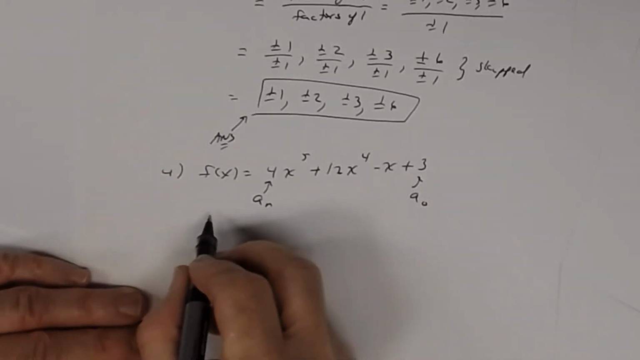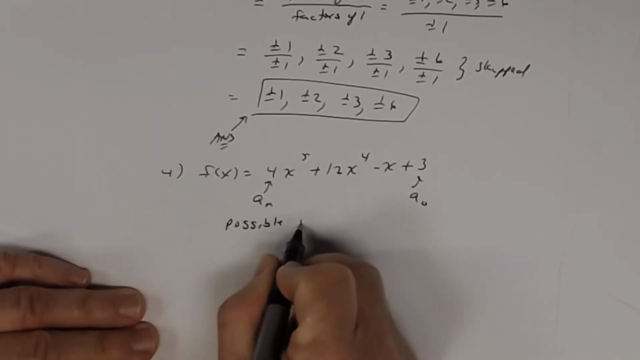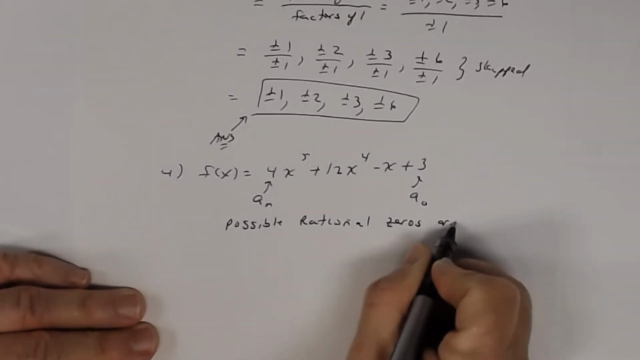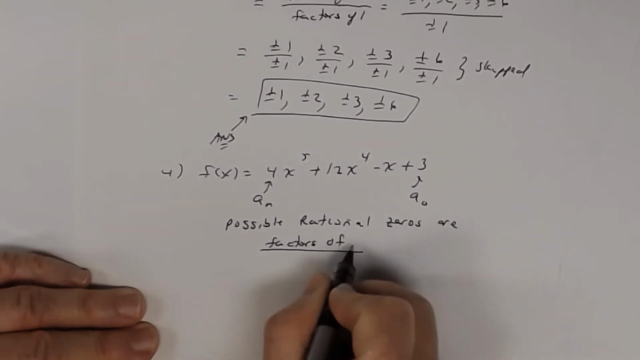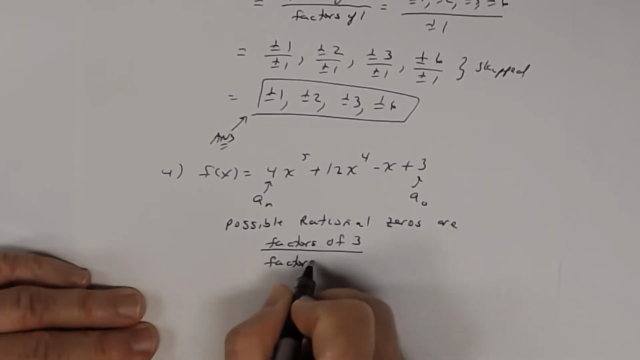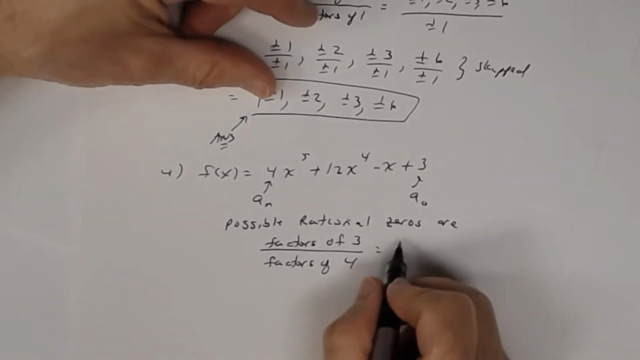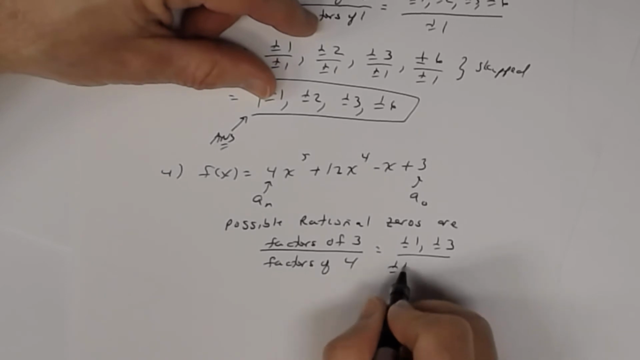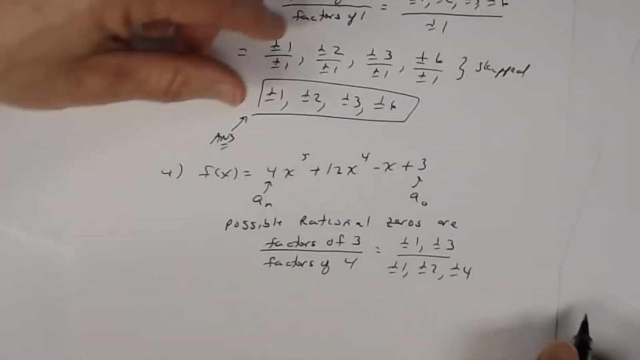Okay, so the possible rational zeros are the factors of 3 divided by the factors of 4, right? The only factors of 3 are plus or minus 1, plus or minus 3. For 4, there's plus or minus 1, plus or minus 2, plus or minus 4. Y'all agree? That's it.